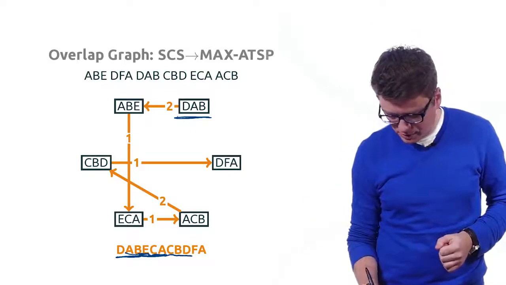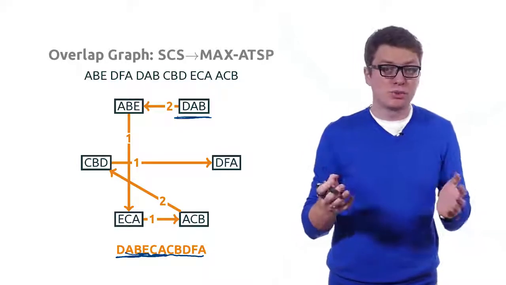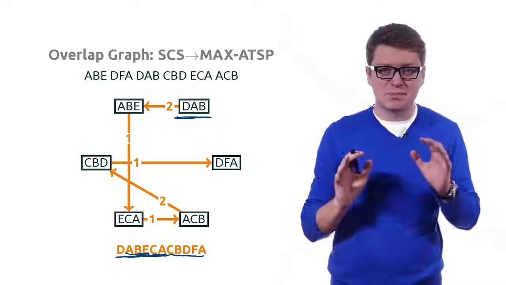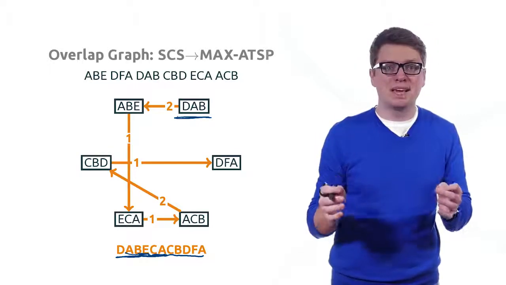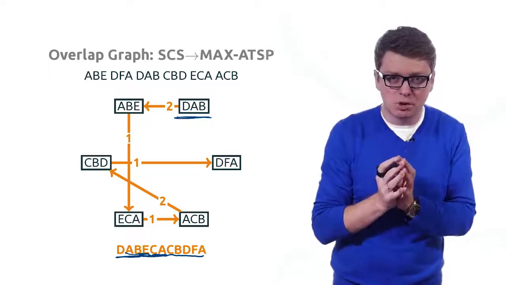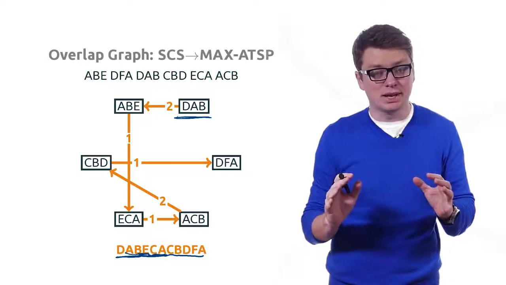So by going through all this along this path, we spell a superstring of all our n strings. And the fact that this is a maximal path guarantees that what we get is a superstring that saves as many symbols as possible, which in turn means that this is the shortest common superstring.